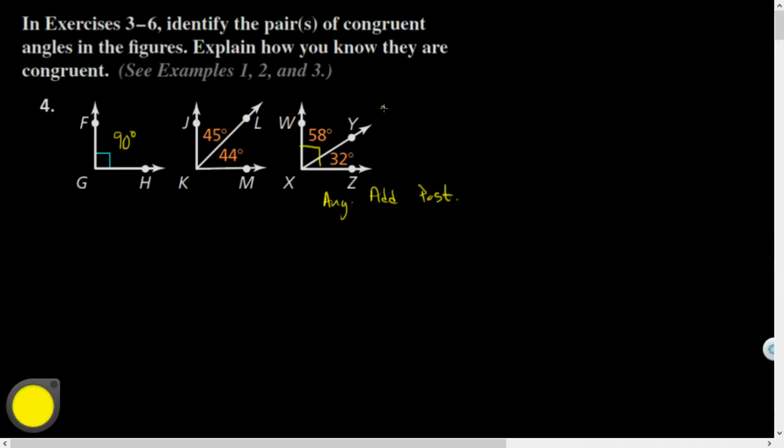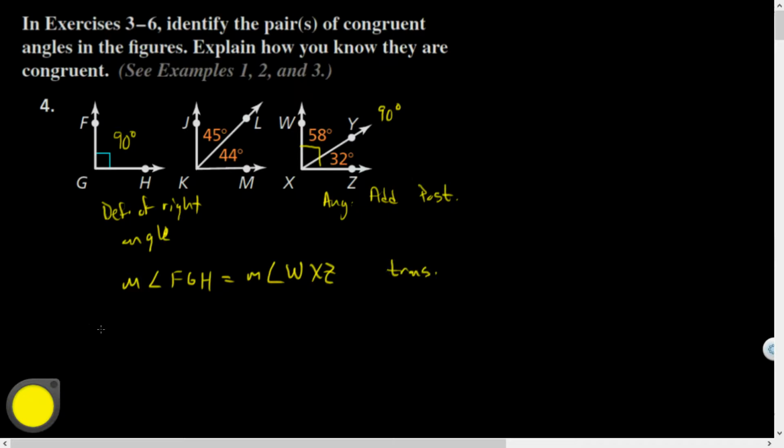So let's see. If this adds up to 90 degrees and this works by def of right angle, then I could say that those two measures are equal to each other, right? I could say basically measure of angle FGH is equal to the measure of angle WXZ. Yeah, I guess that would be transitive property, or substitution. And then I could say that these angles are congruent. How so?